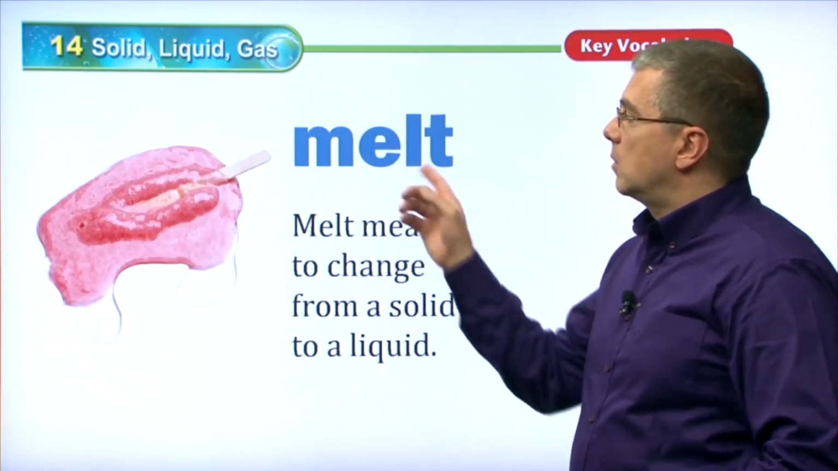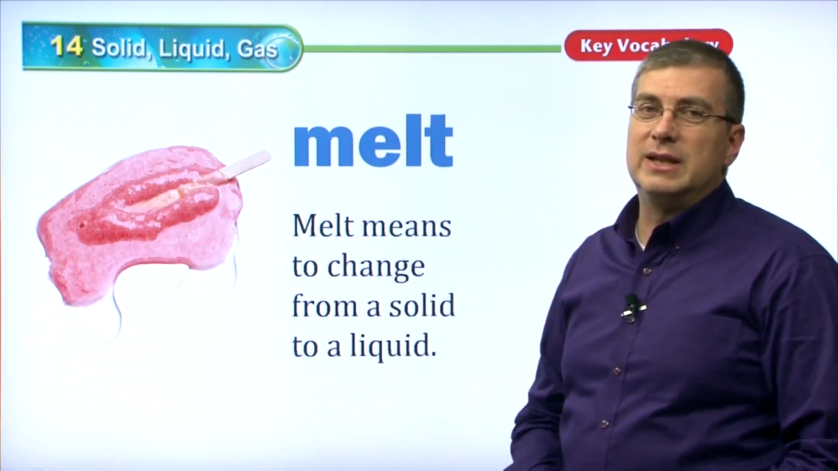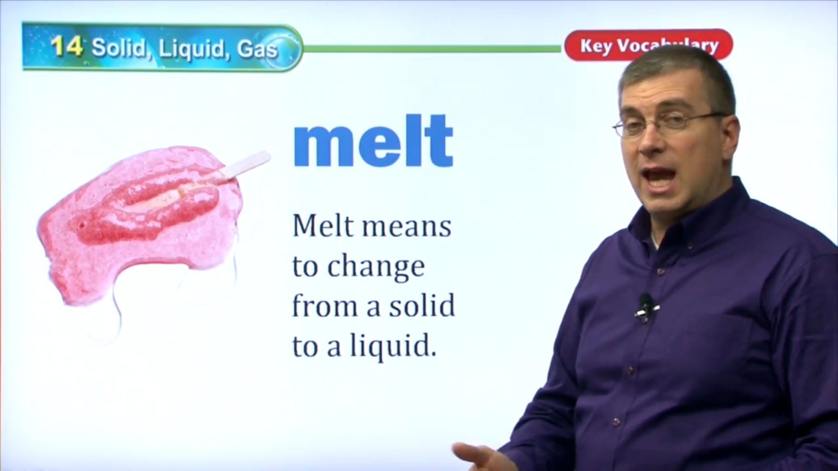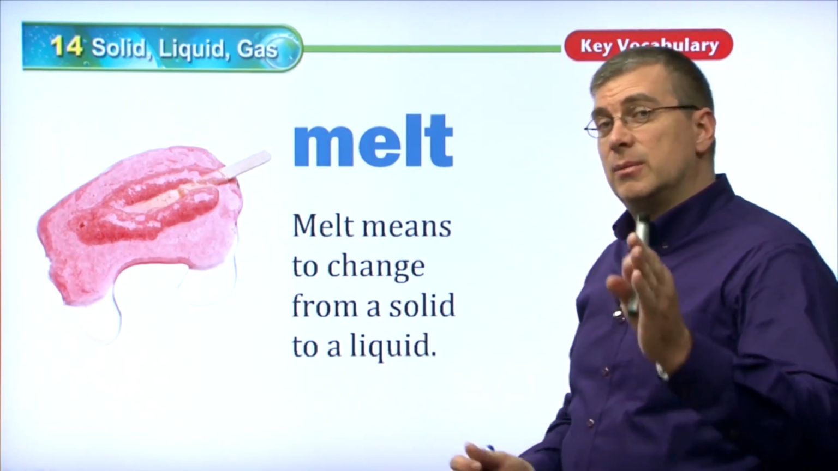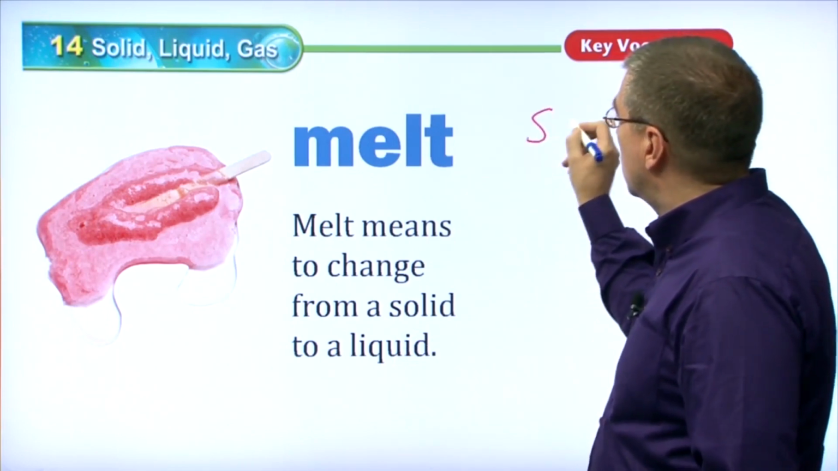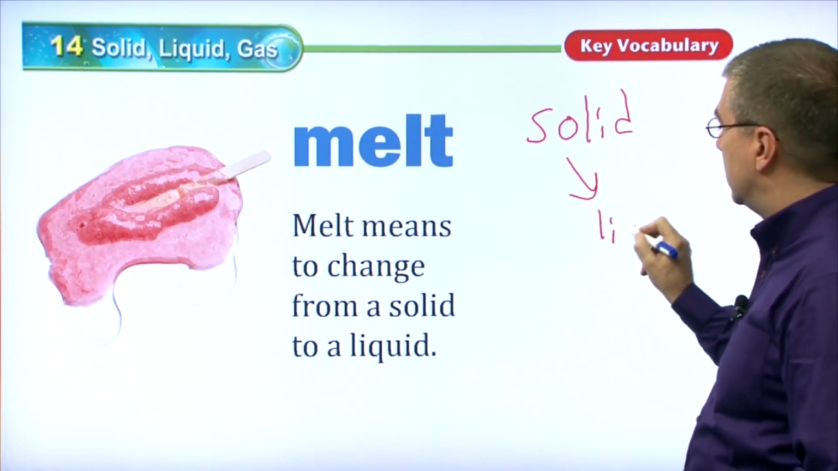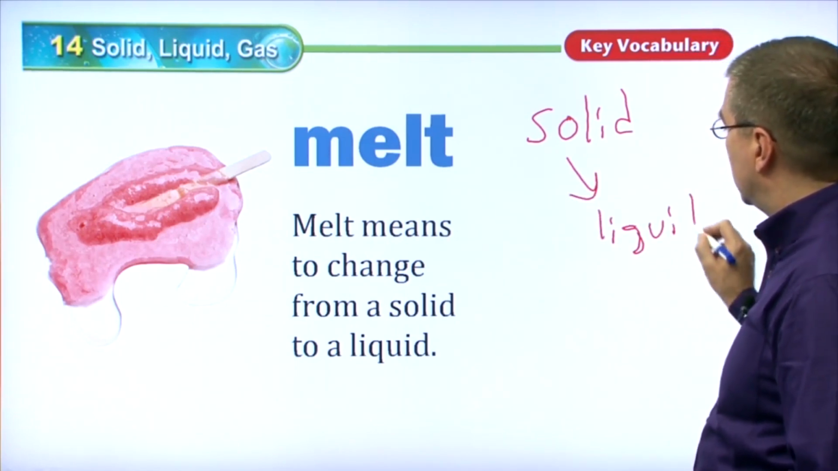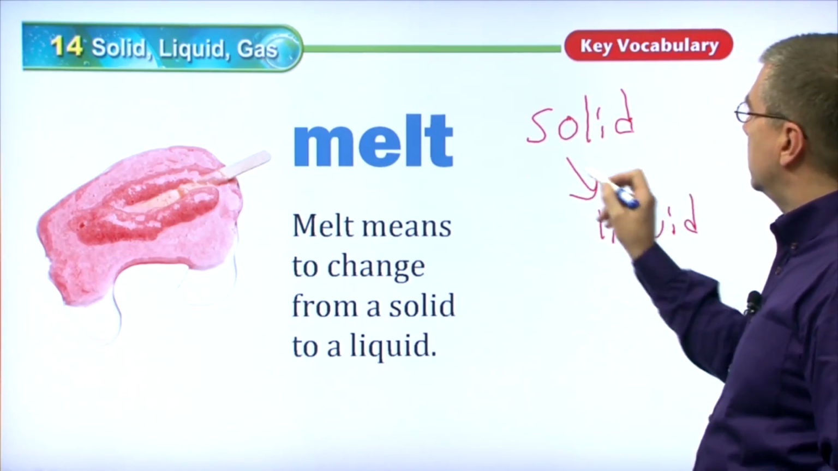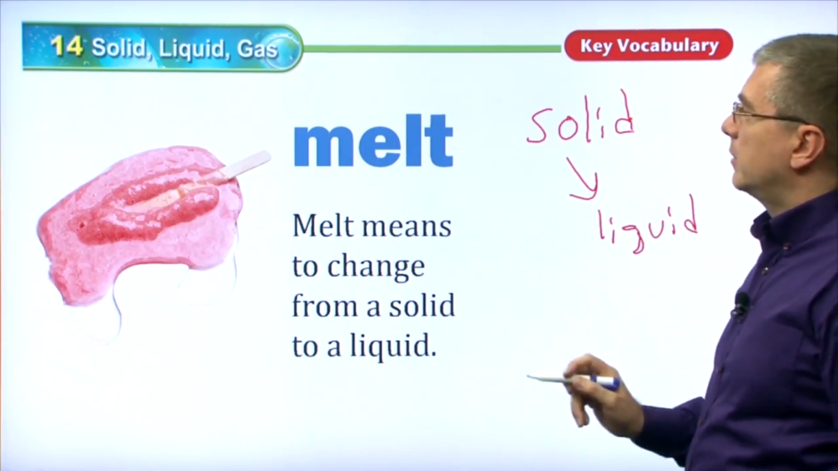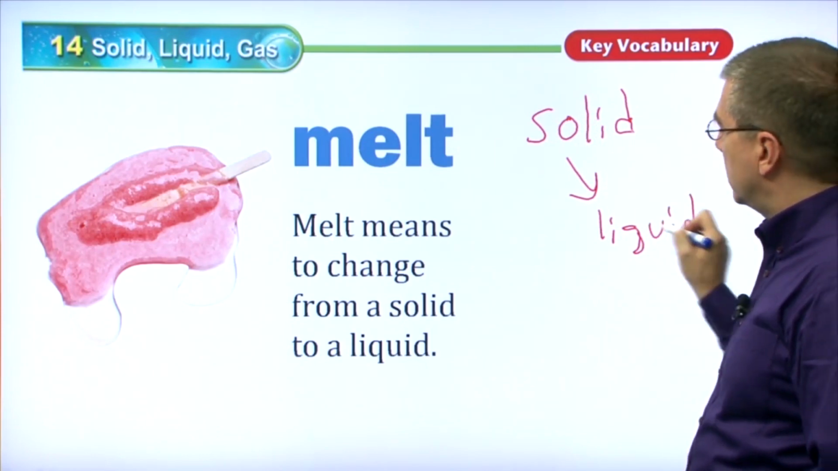Melt. Now here's another one. We talked about freeze before, right? Now the opposite of freeze is to melt. If you have ice and you raise the temperature, what happens to the ice? The ice changes from a solid to a liquid. So now we are going from a solid to a liquid. Whoops, liquid. Yeah, it's a Q. So, I have to work on my handwriting. Solid goes into a liquid because we're melting it. We're increasing the temperature of the solid so that it becomes a liquid.